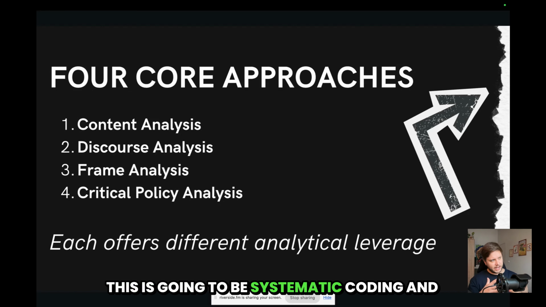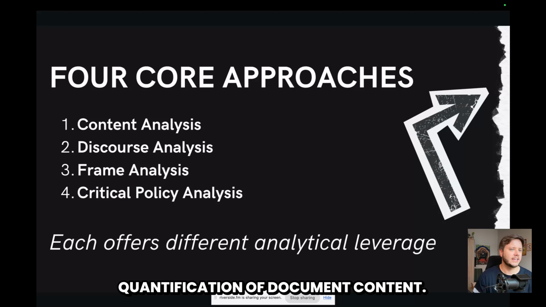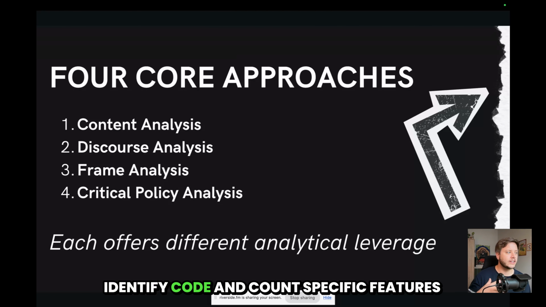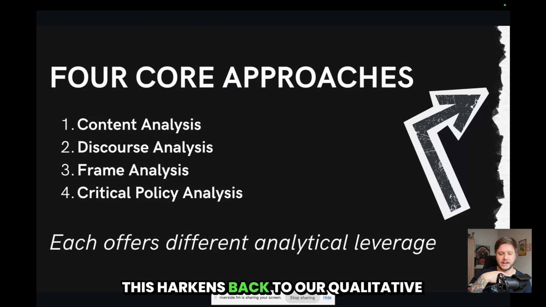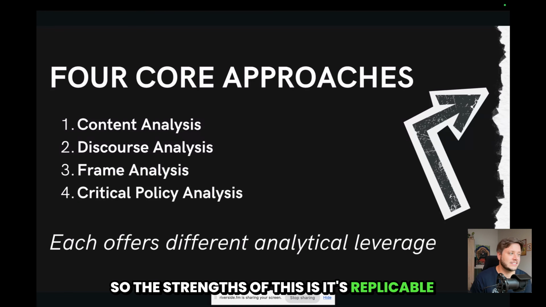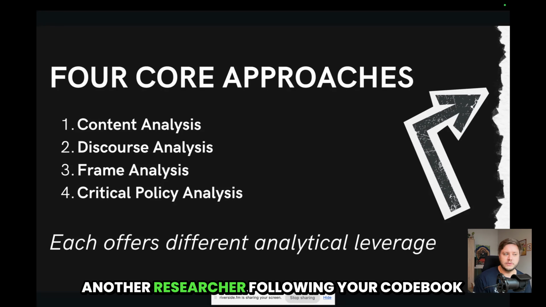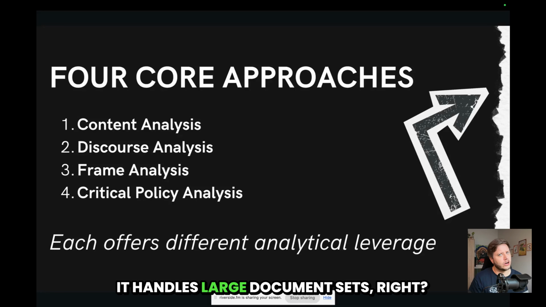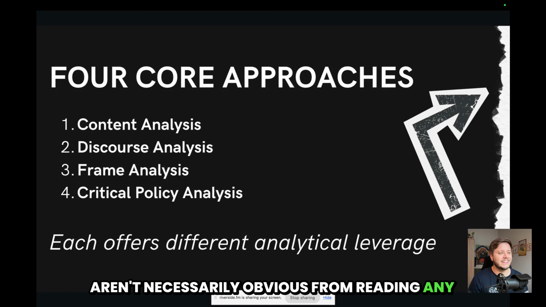This is going to be systematic coding and quantification of document content. The operative word here is systematic. You're developing a structured approach to identify, code, and count specific features across the document set, right? This harkens back to our qualitative coding and when I talked about being really systematic in your approaches, right? So the strengths of this is it's replicable and it's very transparent. Another researcher following your codebook should arrive at similar results. It handles large document sets, right? So if you have 500 documents, content analysis is going to give you a tractable method, and it identifies patterns that aren't necessarily obvious from reading any single document, right?